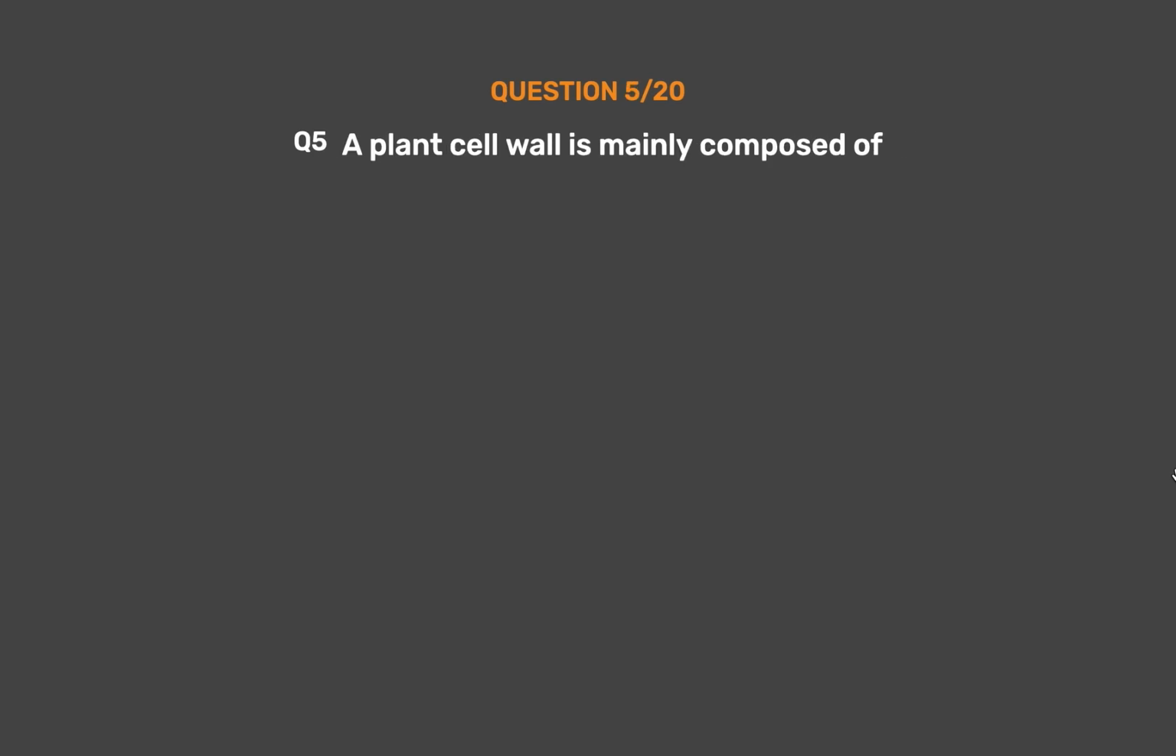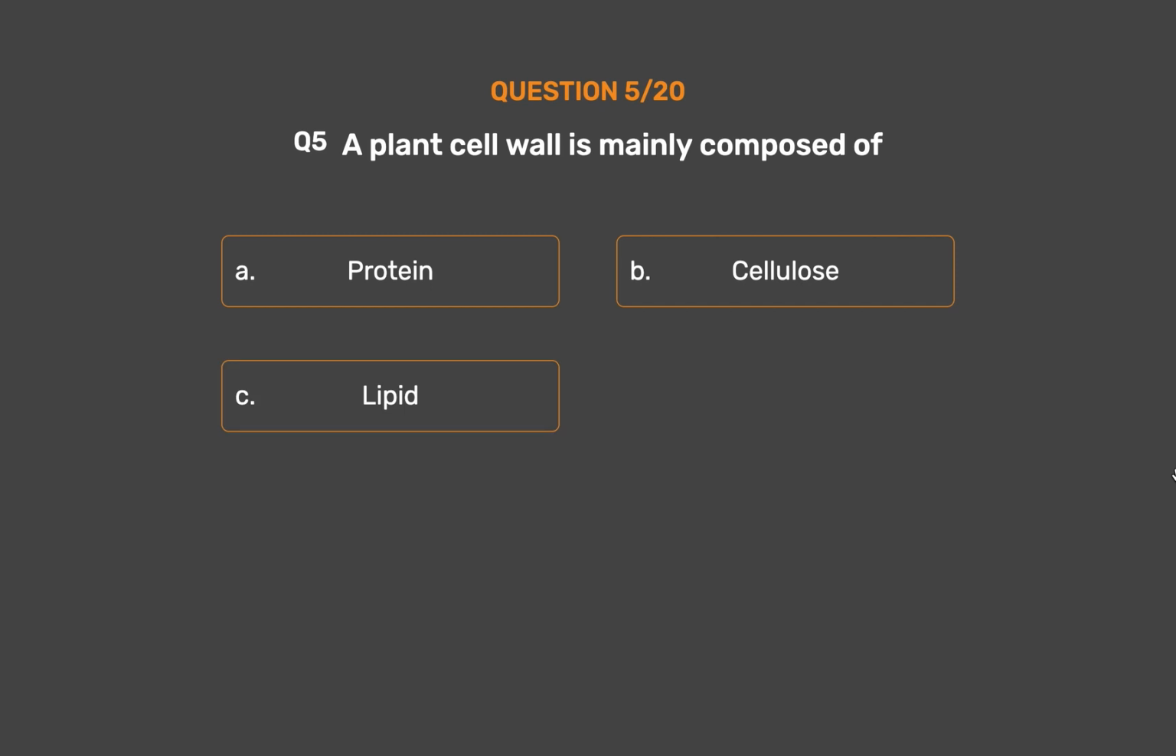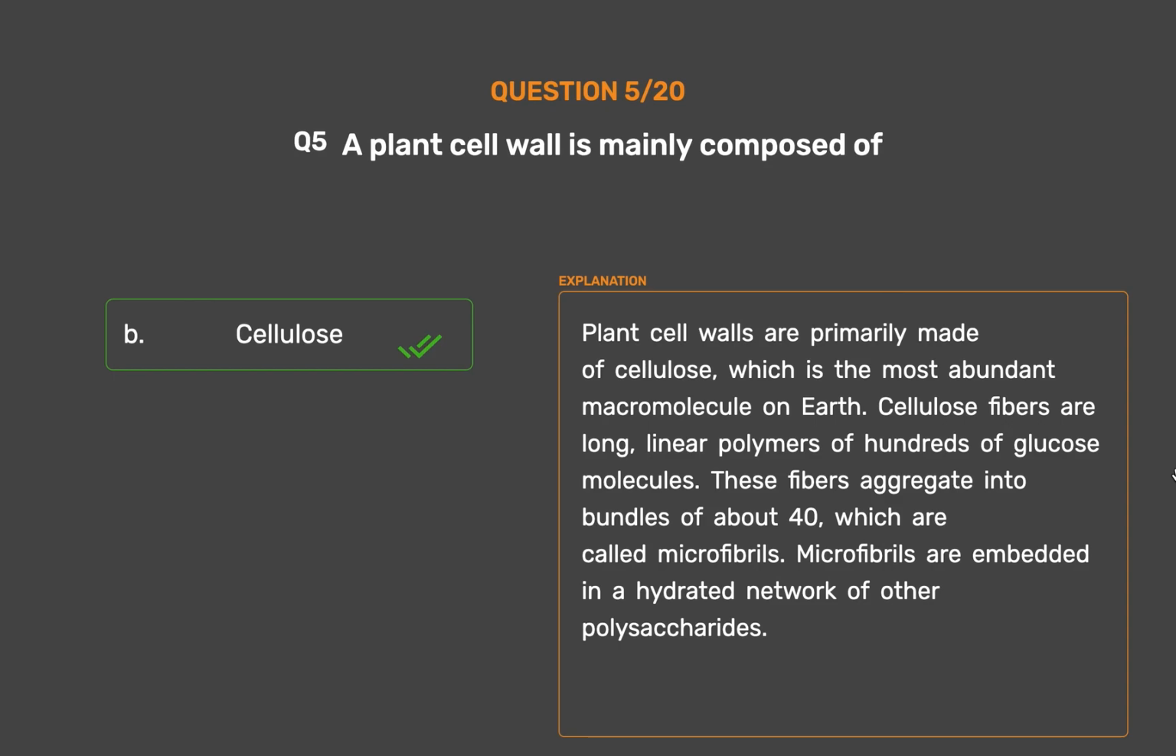Question number 5. A plant cell wall is mainly composed of Option A. Protein. Option B. Cellulose. Option C. Lipid. Option D. Starch. The correct answer is Option B. Cellulose. Plant cell walls are primarily made of cellulose, which is the most abundant macromolecule on Earth.